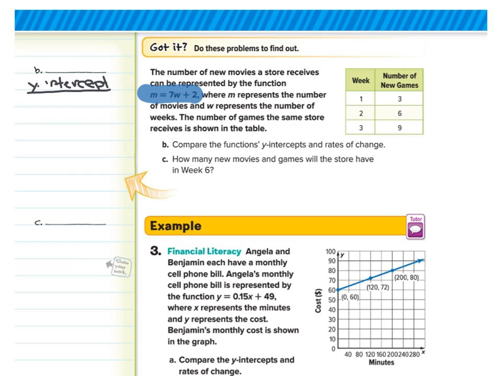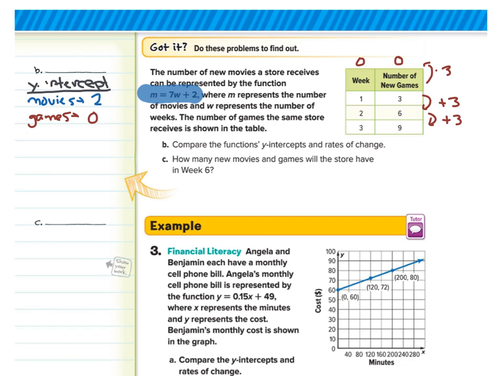We're looking at our equation for movies. The y-intercept of the movies is 2. And we can pull that from the equation right here with the 2. Now, if we actually look at the rate of change here for the table, for the games, we're going up by 3 each week. Well, if we're looking at week 0, we're actually going down 3. And so 3 minus 3 is going to be 0 new games at week 0. So for the y-intercept of games, we're simply looking at 0.